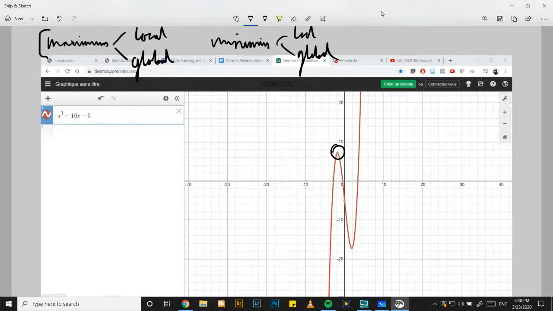And so, as you can see, this was where the global maximum was, but this is where the global minimum is. It can go to negative infinity. However, there's also the local minimum right over here, which is the minimum point for this specific region.